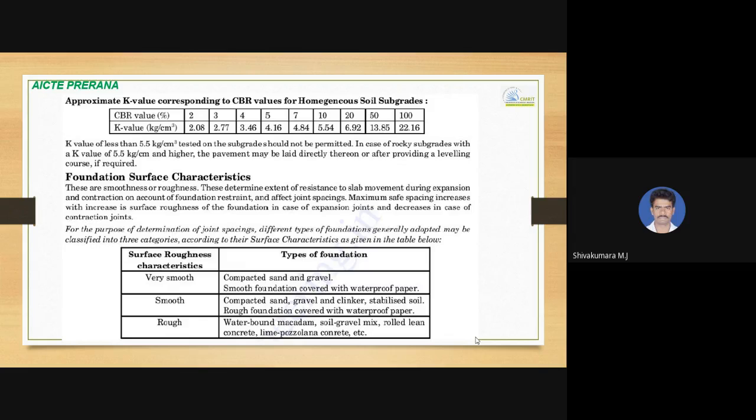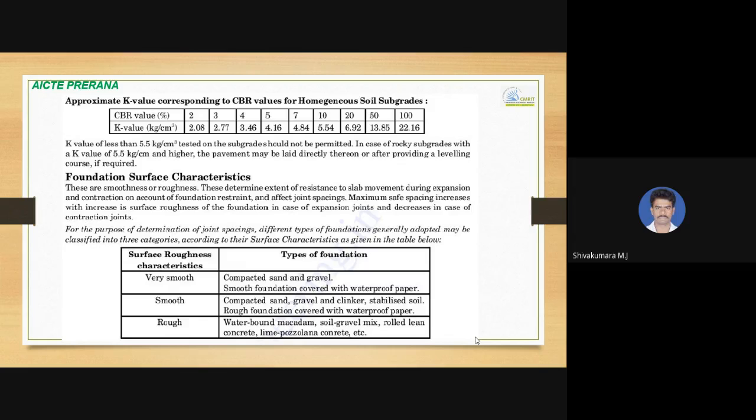If the value of K is less than 5.5 kg per centimeter cube when tested on the subgrades, such kind of soil should not be permitted. In the case of a rocky subgrade with a K value of 5.5 kg per centimeter cube and higher, the pavement may be laid directly thereon, or after providing a level course if required.